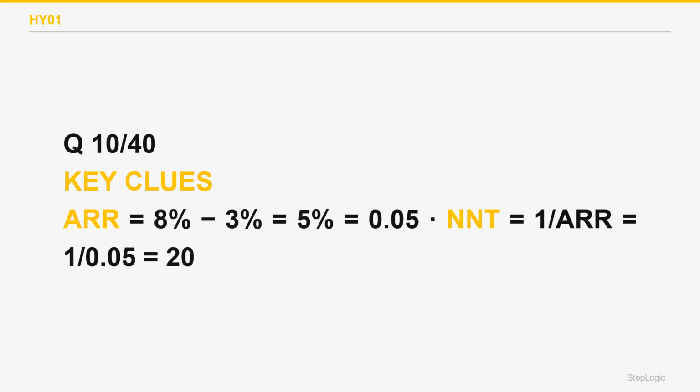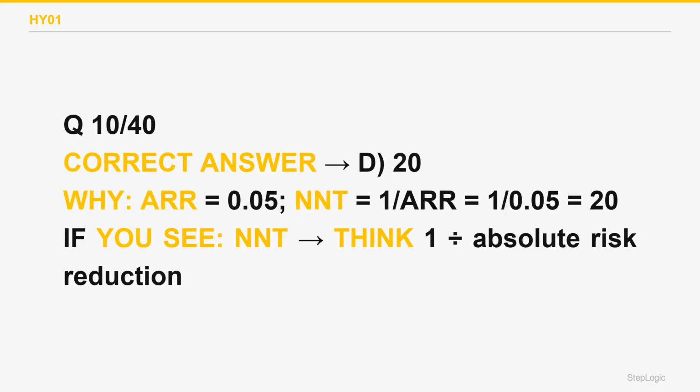The ARR is the difference in event rates. 8% minus 3% equals 5%, or 0.05. NNT equals 1 divided by 0.05, which is 20. You must treat about 20 patients to prevent one event. The correct answer is D.